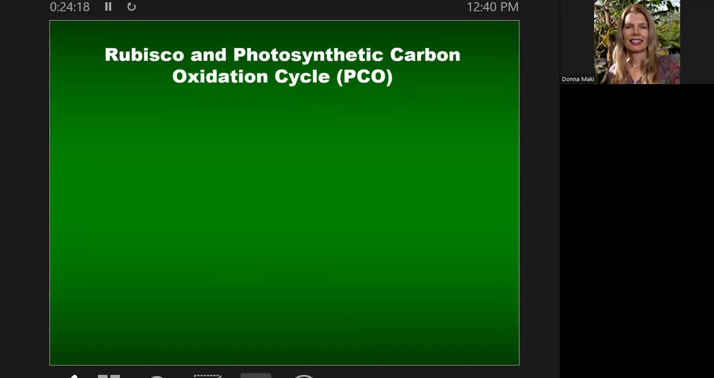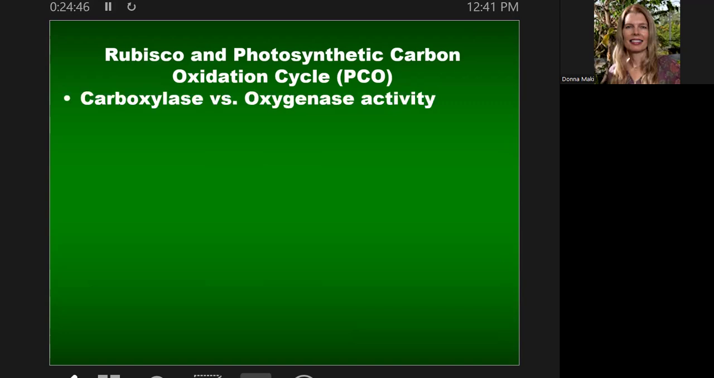When you look at the word Rubisco, I didn't have that anywhere. Rubisco is an acronym. So the RUB, or Rubis, is referring to the RUBP that's reacting with the CO2. The C in Rubisco stands for carboxylase, and the O stands for oxygenase. Those two words end in ASE, which means this is enzyme activity.